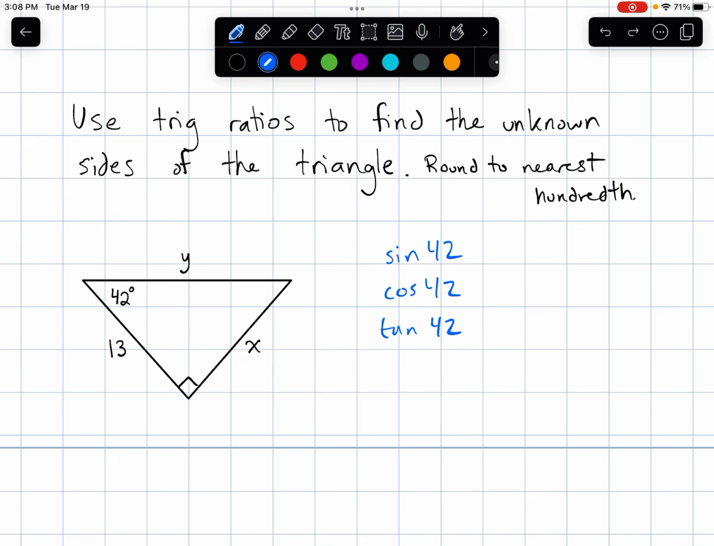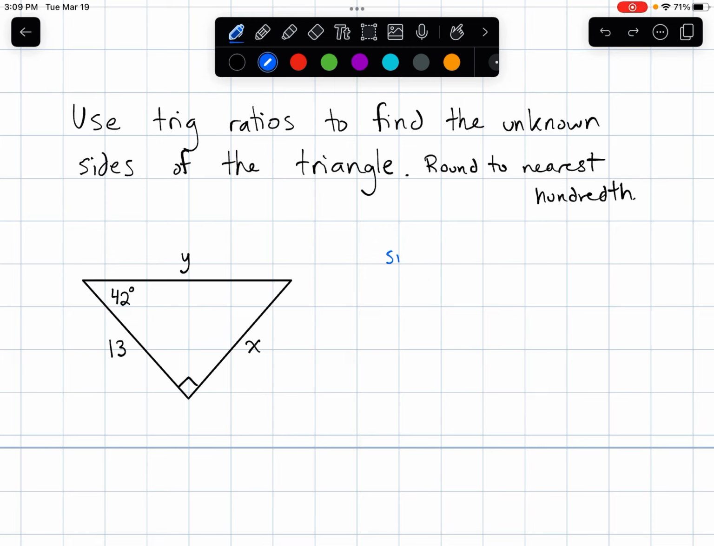So if I'm, again, focusing on that 42 degrees, I know that x is the opposite and 13 is the adjacent. So I want to think about which trig function I would use that incorporates the opposite and the adjacent, and I know that's got to be the tangent, okay? So we're going to use the tangent of 42. So I'm going to go ahead and erase this.